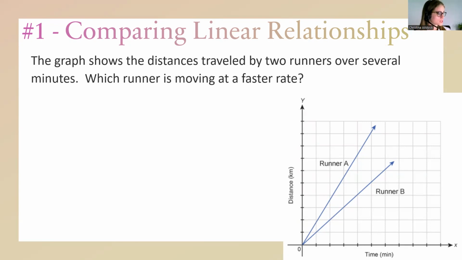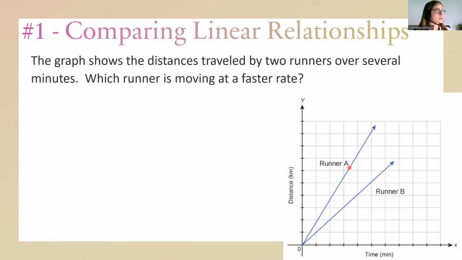So by looking at this right here, I can see that A is steeper than B. So it kind of looks like to me, A is going a little faster. They're probably going to reach their destination or reach the end of the race faster than runner B.